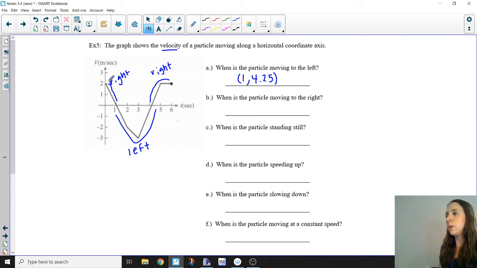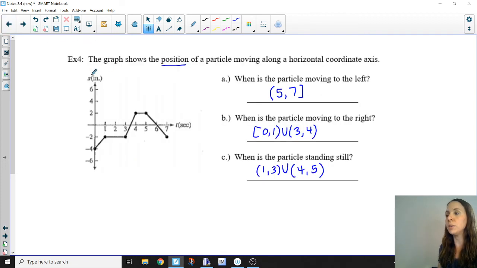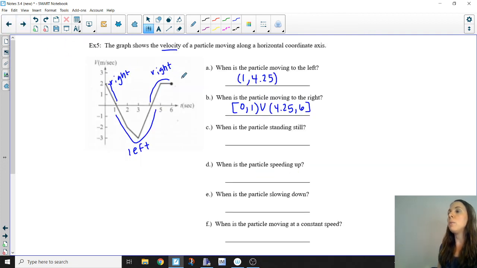When is the particle moving to the right? It's moving to the right from time 0 to 1, and from time 4.25 all the way to 6. But wait a minute. Is this moving? I thought horizontal meant standing still. Horizontal means standing still when you're looking at a position versus time graph. However, horizontal on a velocity versus time graph just means constant velocity. It's still moving right there. For it to be standing still, it has to be a velocity of 0. So yes, all the way from this point to this point, it is moving, and we would say to the right because the velocities are positive.